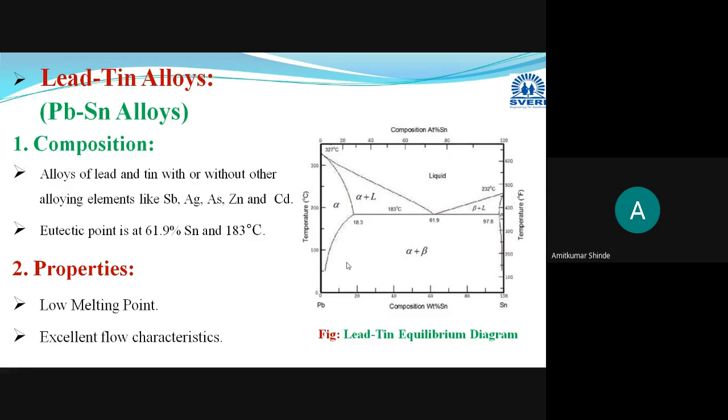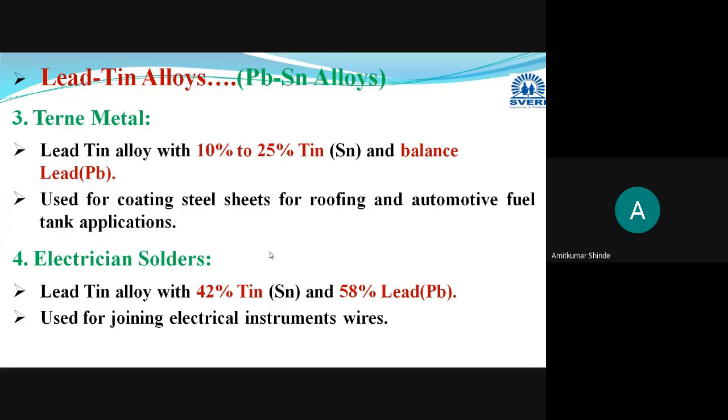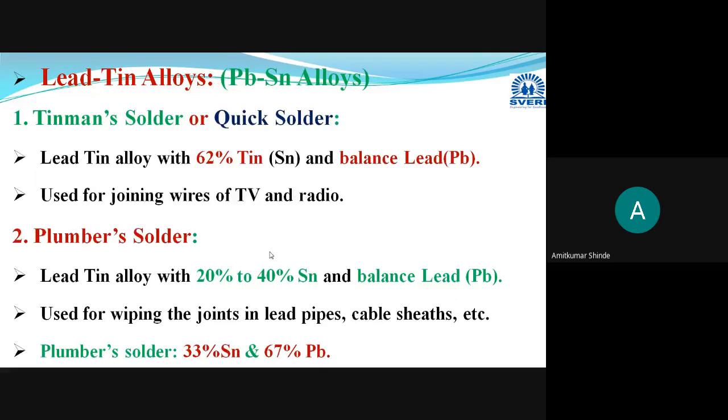Due to these characteristics, these are used as a solder material during the performance of soldering operations. It will come in the application. These lead and tin alloys will be used as solders for performing soldering applications. Now depending on the composition, there are different types of solders. Approximately four types of solders are available. Depending on their applications, the name is given here.